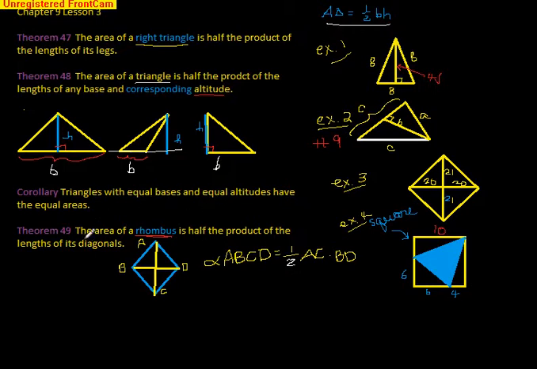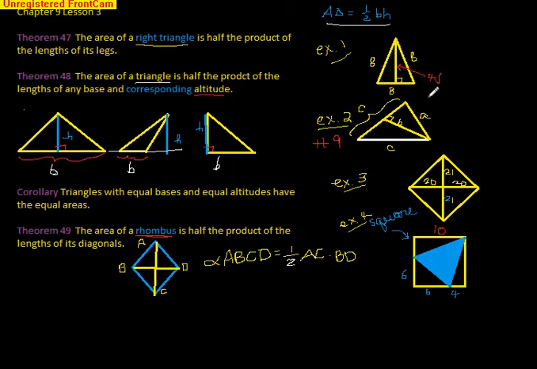And then finally, this one might be new. The area of a rhombus is half the product of the length of its diagonals. They're going to give you enough information so you can find the length of the diagonal. So the area of rhombus ABCD is half of AC times BD. So it's 1/2 times the product.